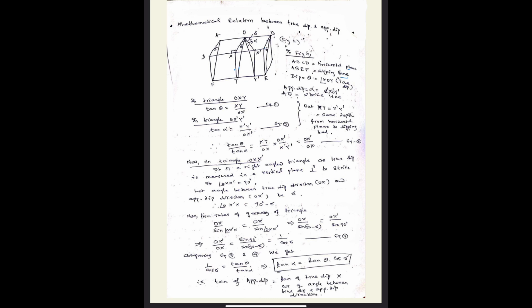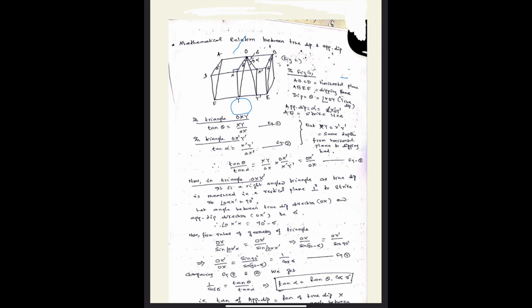So in OXY, tan theta will be XY by OX. XY is the vertical spacing, and OX is the horizontal spacing. So this amount is the dip. So tan theta will be XY by OX. Similarly, in triangle OX'Y', tan alpha will be X'Y' by OX'.